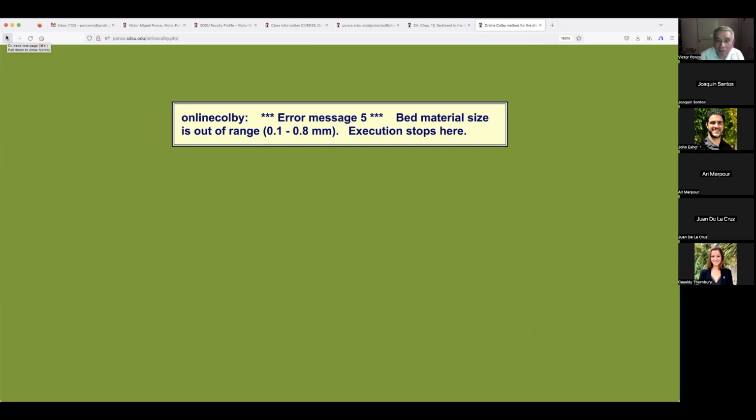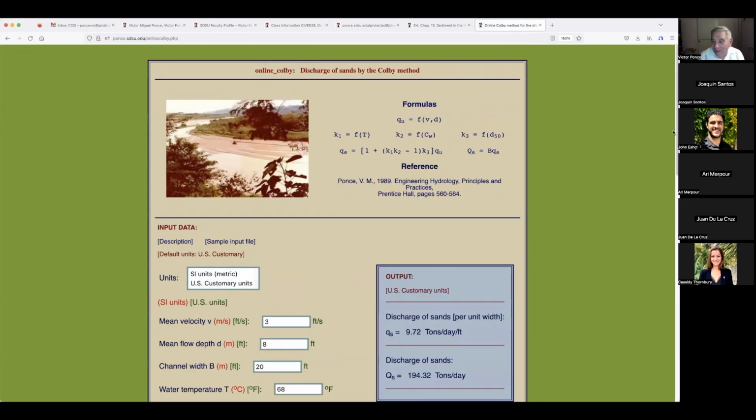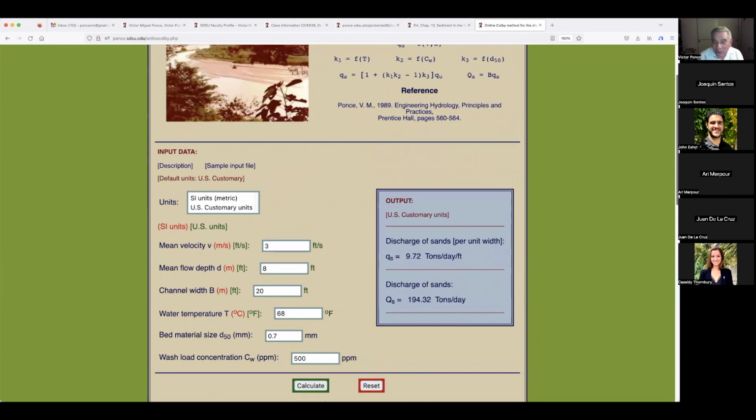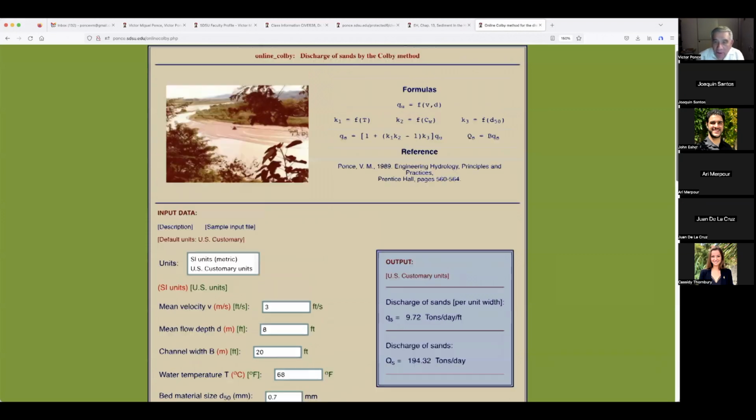Colby, oh, we made a mistake here. Wet material size is out of range, 0.1 to 0.9 millimeters. Oh, I'm sorry. I didn't put a period in there. I forgot to put the period in. The computer is not going to like it. And our systems are designed not to make a gross mistake. If you put in there 0.7 instead of 0.6, the computer is not going to catch that. But if you put it in, like I did, without a period, it will. And it did. So the results show 194 tons per day total, because per unit width is 9.72 tons per day. So that's an example of the Colby calculator.